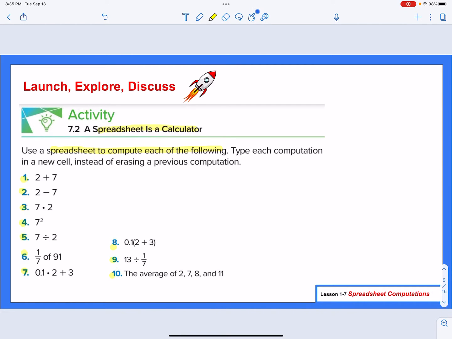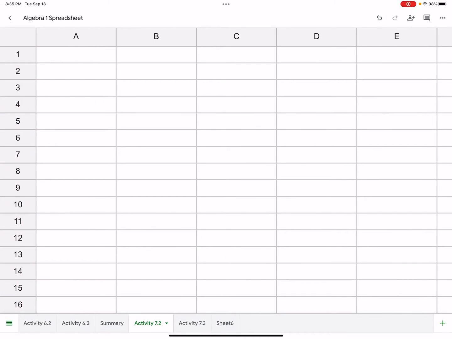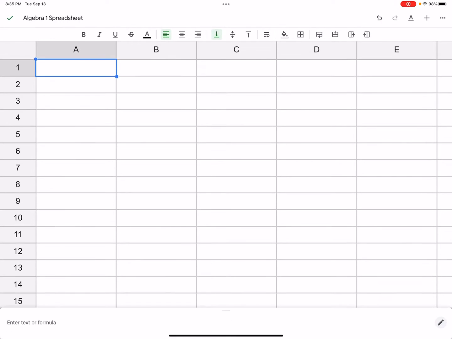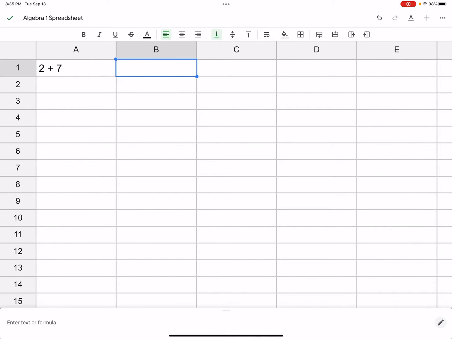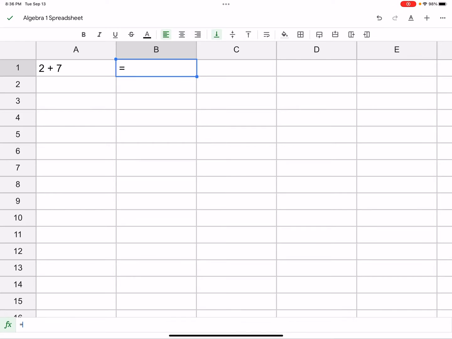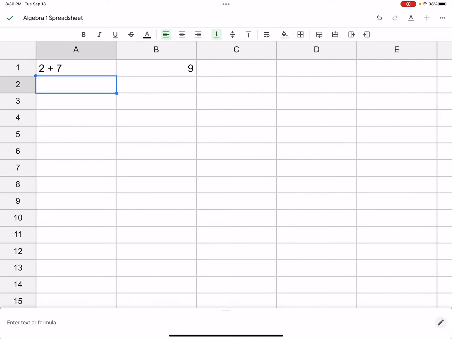So we're going to take these numbers here. I'm going to switch over to my spreadsheet, and I have one open here. The first one said, what I'll do is type into here what it says to do. Number 1 said to do 2 plus 7. Now, it's not going to solve it as 2 plus 7. So to make that a solution, I would do the equal sign, and then 2 plus 7, with no spaces. And when I hit enter or return, I get the solution.